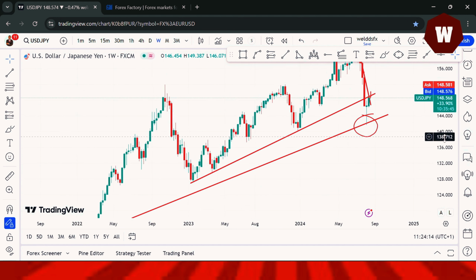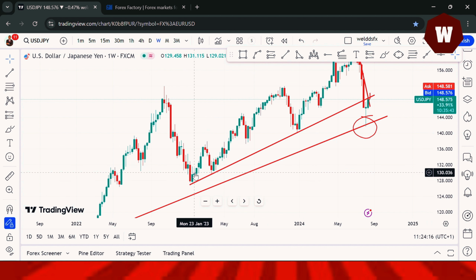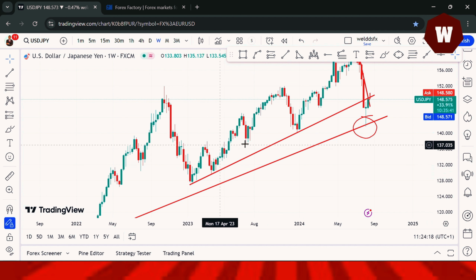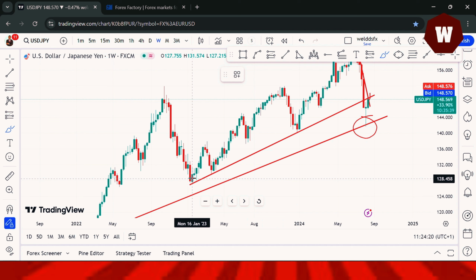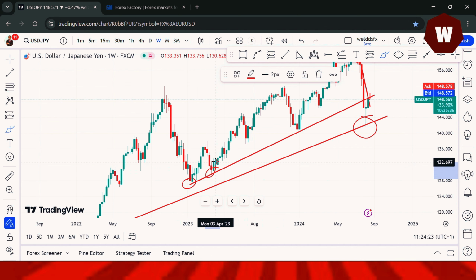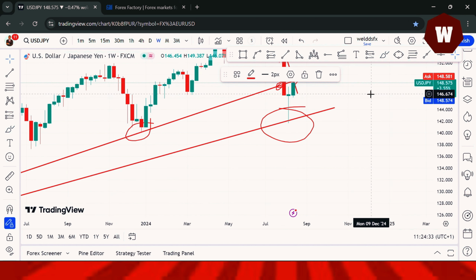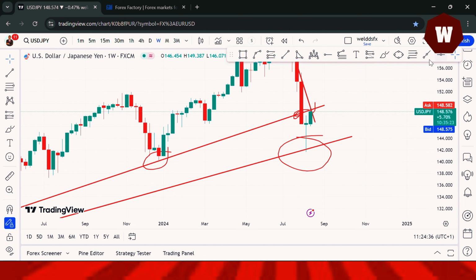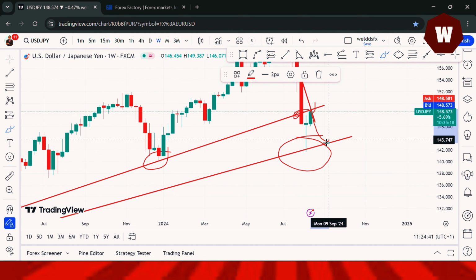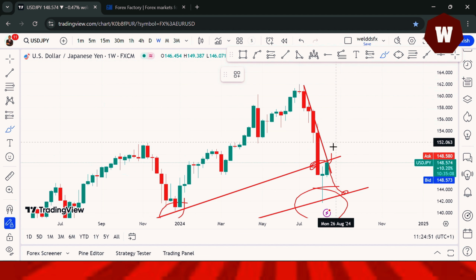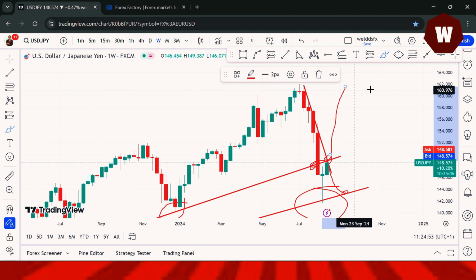Another one that we cannot ignore on the weekly time frame is this trend line. The market respected this trend line many times, 1, 2, 3, and it came here and violated it. So after the violation of that trend line, we are expecting something. This market might trade back down here. It's possible for this to happen, or if there is enough momentum, it might push back and continue.